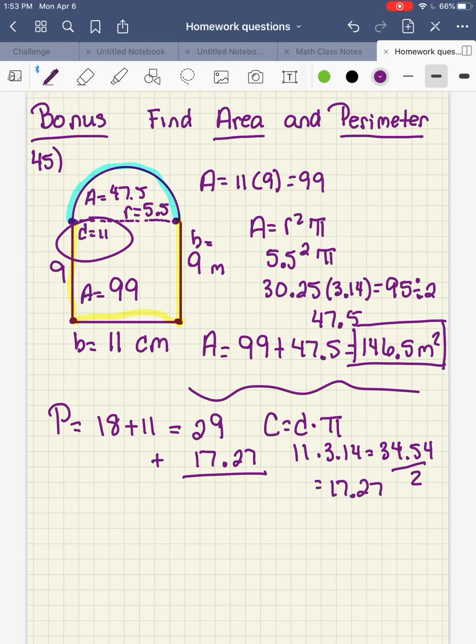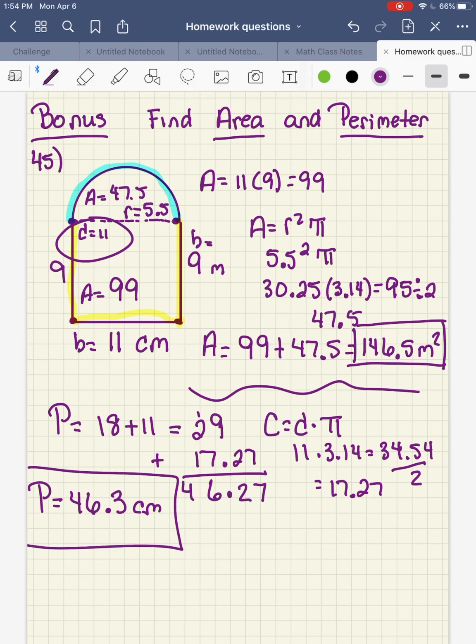So I'm going to add that 17.27 to the 29 that I already had. 27, that's 16 and 4. So my perimeter outside of that shape is 46, why don't we round it off, 46.3 centimeters, right? The length of those straight lines plus the circumference of the half circle. Find the circumference of the circle and divide by 2. So there were your two answers.